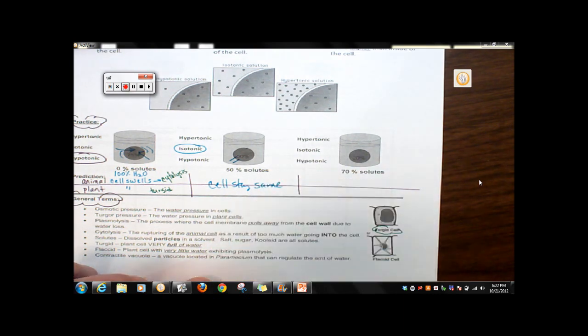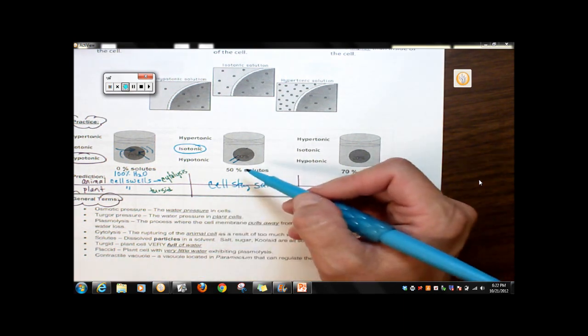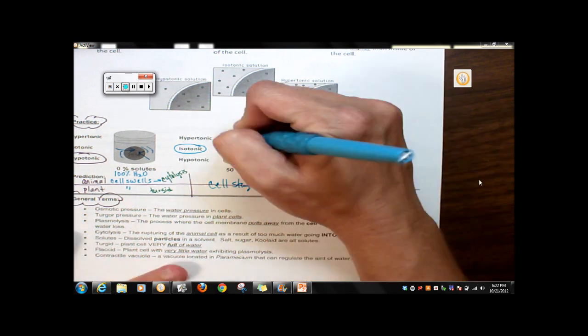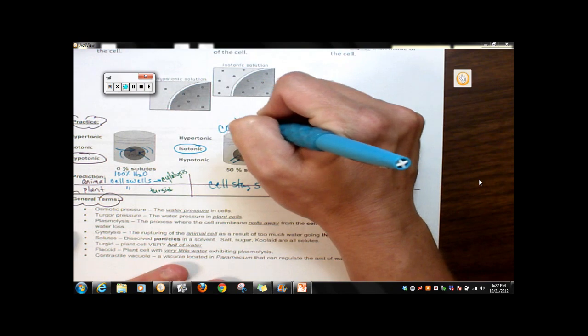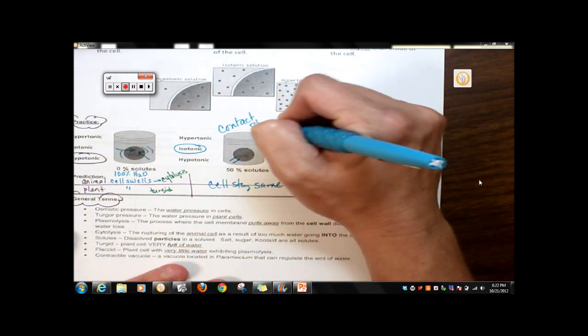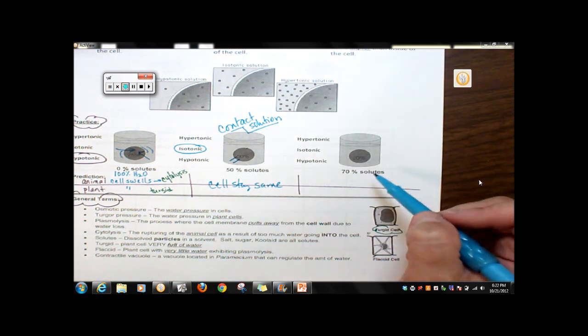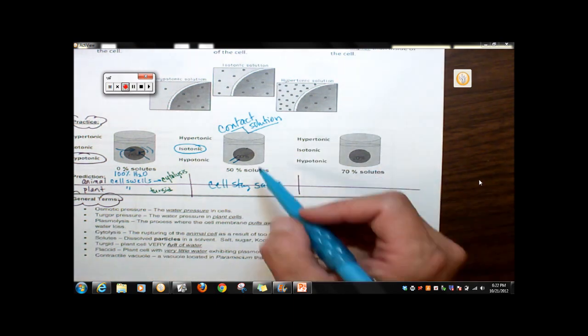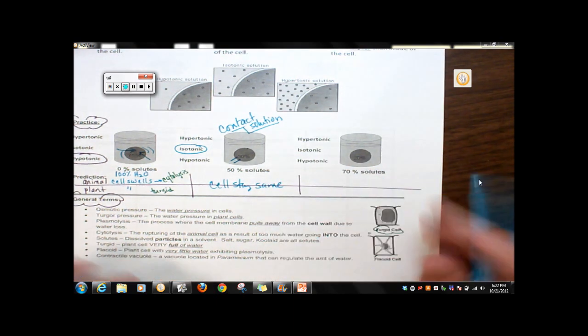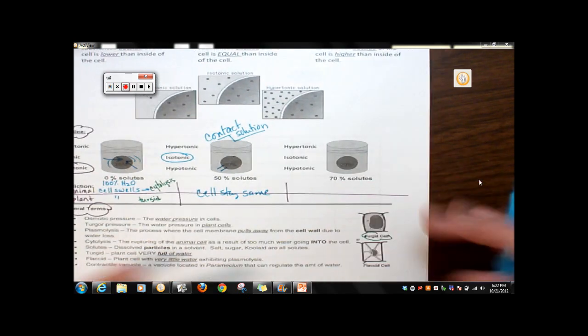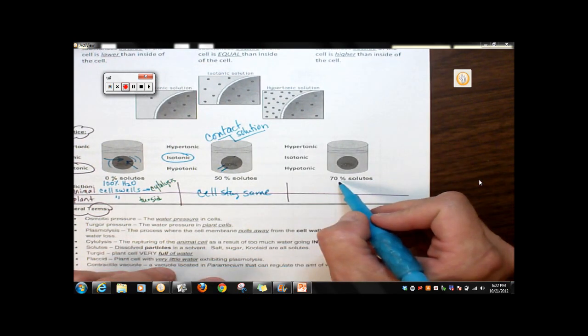Okay, so this is like if you went to the hospital and you needed an IV. You want to make sure that IV was isotonic to your blood, or contact solution. Contact solution for your eyes, you want that to be isotonic. If you just use tap water, it'll burn your eyes and give you bacteria because it's not isotonic to your body.